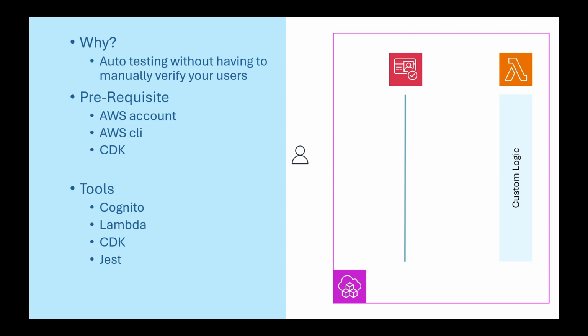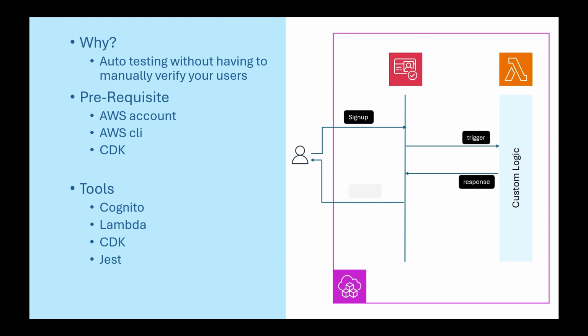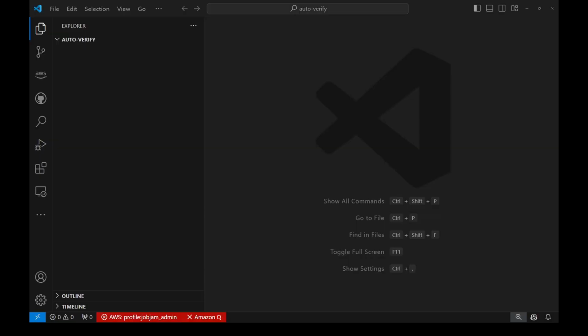So in our use case, a user will sign up, and then the Cognito service will trigger Lambda. And with your custom logic, you will send a response back to Cognito. Cognito will then auto-verify based on your response, and then we should get a success back. All right, so this is very straightforward, and the Lambda code is very straightforward as well, so let's get to it.